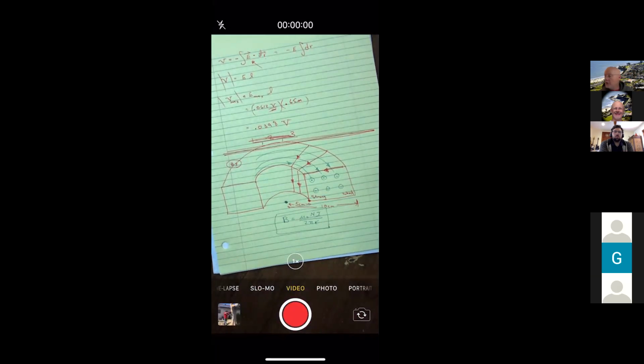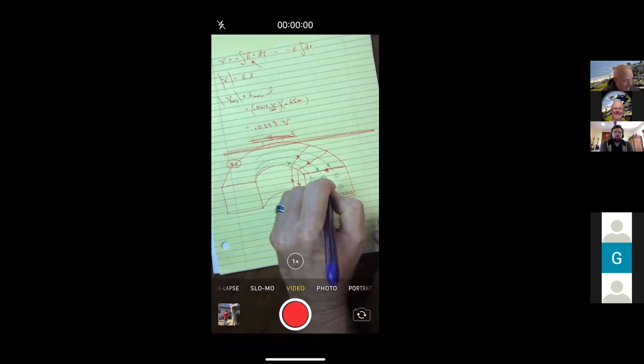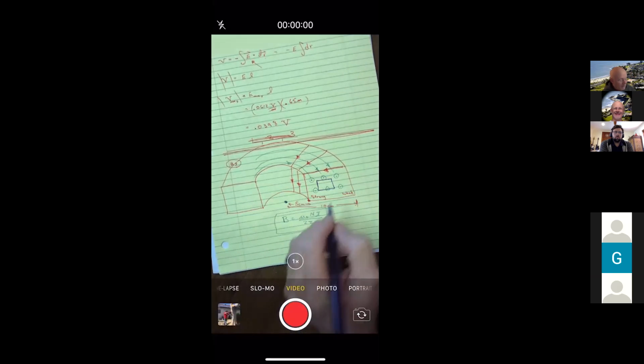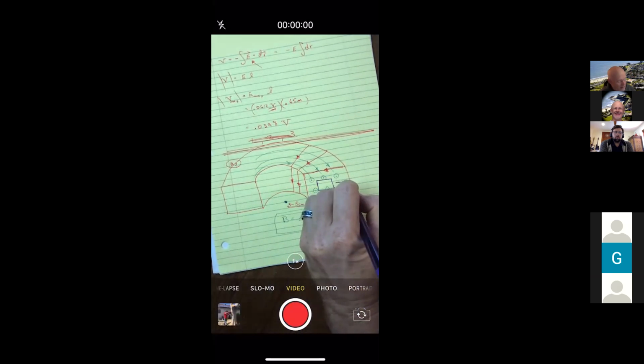Now to draw my little rectangle, maybe I'll do what would be a good color? How about a purple color here? Here is this rectangle in here. But the rectangle is now moving.